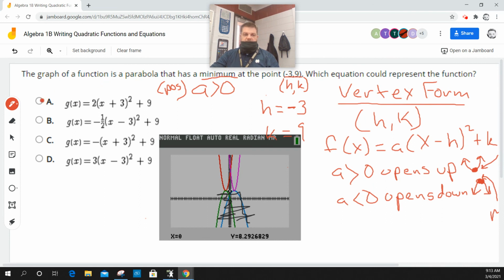Now I knew that anyways because it has the requirements, right? A is positive, 2 is positive, right? Now remember, the formula is x minus h, but h is negative 3. So that should have been like this, and then plus 9. So it should have been x plus 3. So we got the plus 3 here, and then plus 9.